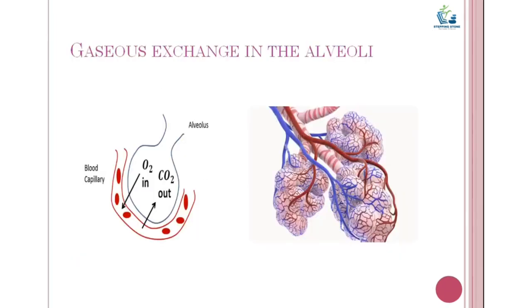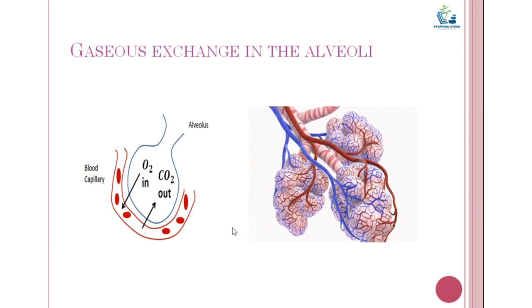Now the question arises: how does gaseous exchange take place in the alveoli of human lungs? When we breathe in, the air reaches the alveoli of the lungs, and hence the alveoli get completely filled with air containing oxygen. The alveoli are surrounded by very thin blood vessels called capillaries carrying blood. You can refer to the second diagram. You can see here that the alveoli are surrounded by blood capillaries.